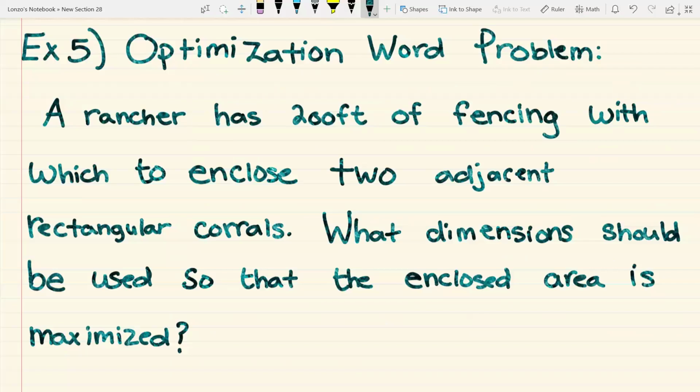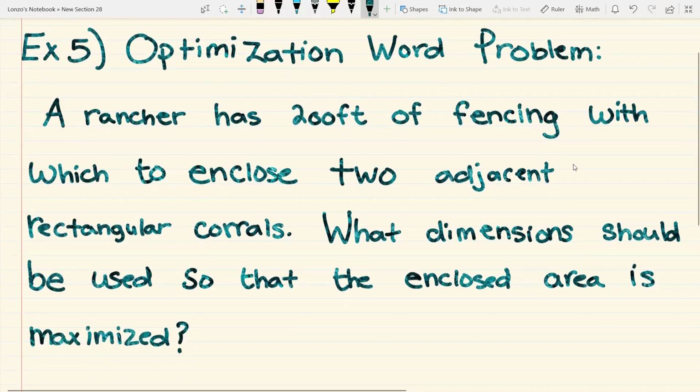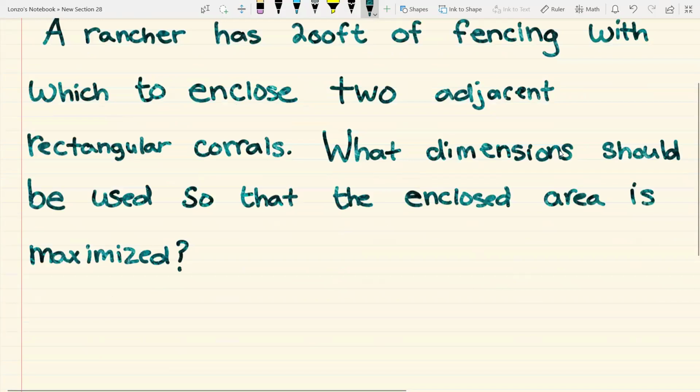Hello, in this video I will do example 5 of an optimization word problem involving two adjacent rectangular corrals. A rancher has 200 feet of fencing with which to enclose two adjacent rectangular corrals. What dimensions should be used so that the enclosed area is maximized? First, I would draw the best image.